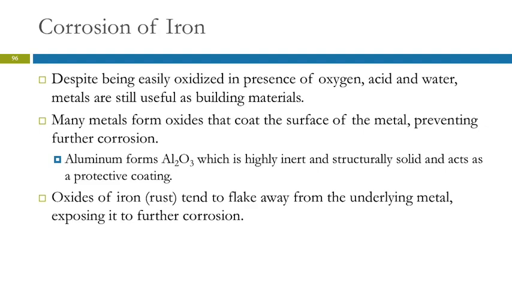We still use metals as building materials. We make cars out of metals. We make all kinds of things out of metals. And in spite of them being in the presence of oxygen, acid, and water, they don't just disintegrate on us. Some metals, like aluminum, when they oxidize, form a very hard oxide coating on the metal, and that prevents additional oxidation from occurring.